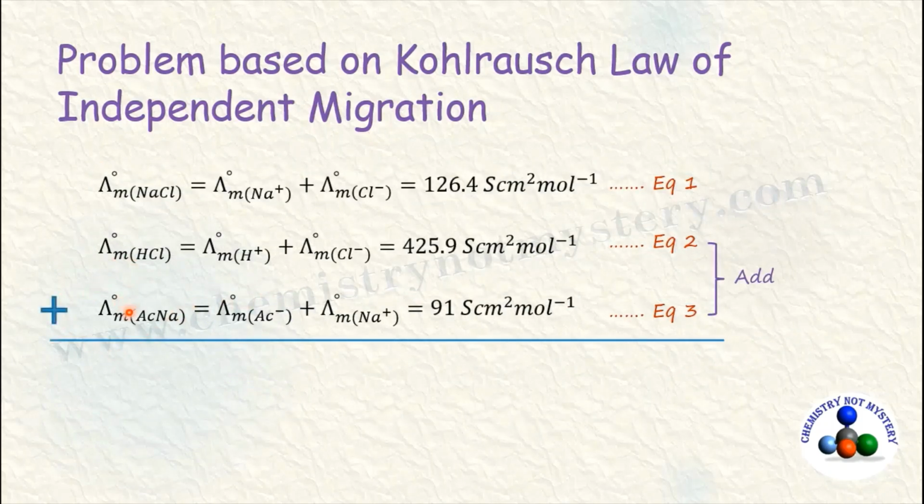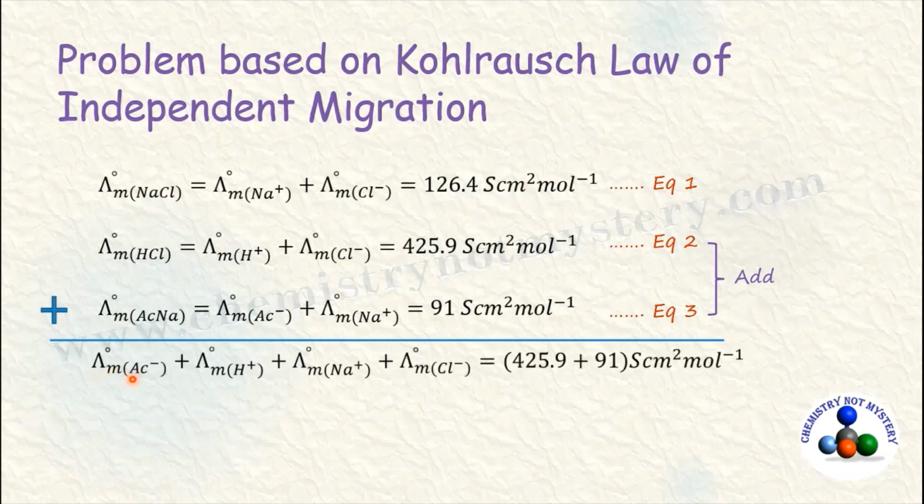When you add equation 2 and equation 3, you will get limiting molar conductivity of acetate ion plus limiting molar conductivity of H plus ion plus limiting molar conductivity of Na plus ion plus limiting molar conductivity of Cl negative ion. Now you have to add these values also. Now label this equation as equation 4.